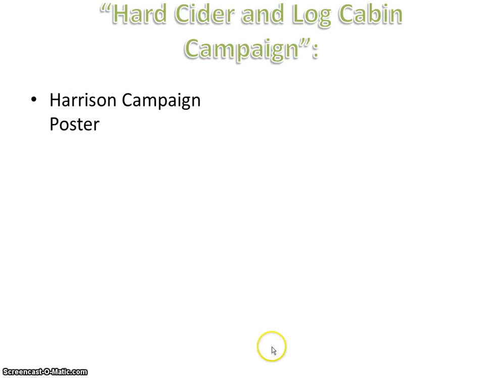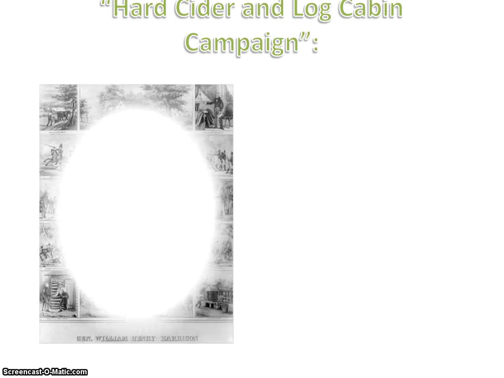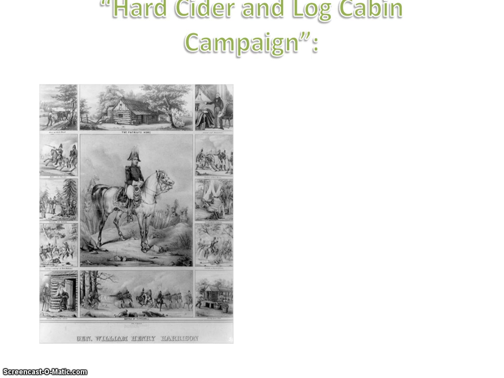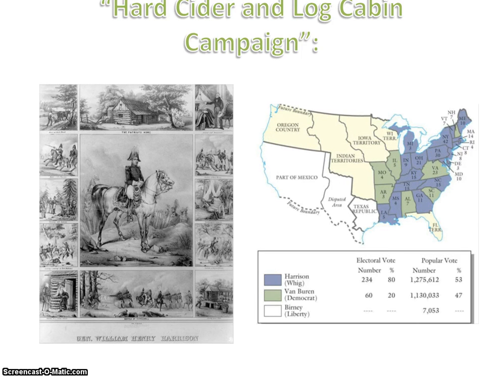So again, you're starting to see the beginnings of modern campaigning here. And a campaign poster. Another campaign poster from the time. And Harrison actually wins, winning 80% of the vote versus Van Buren winning 20% of the vote. So that's a landslide.